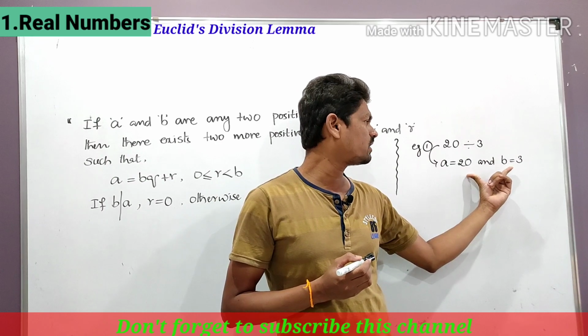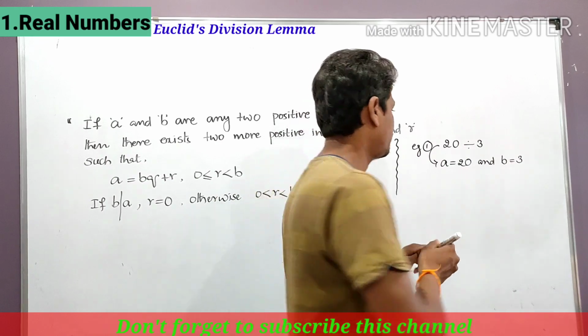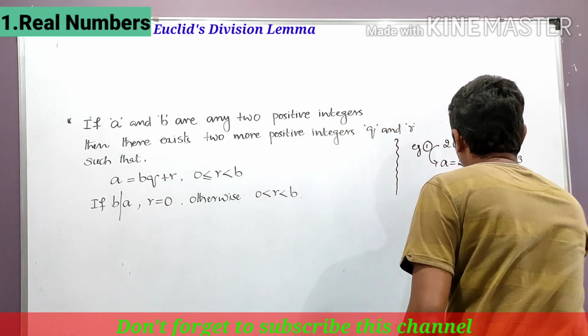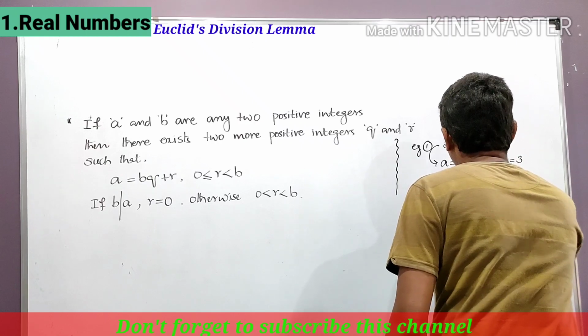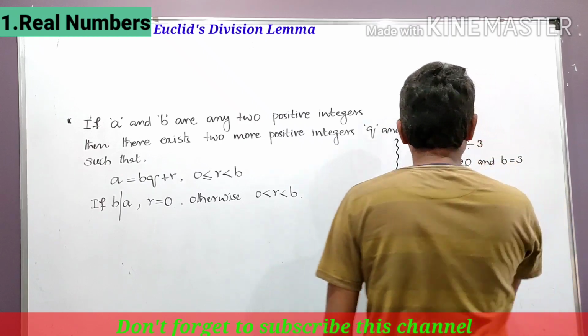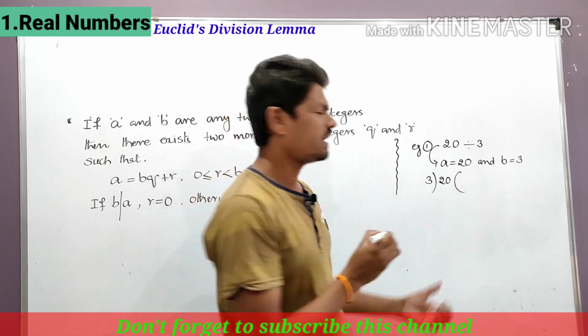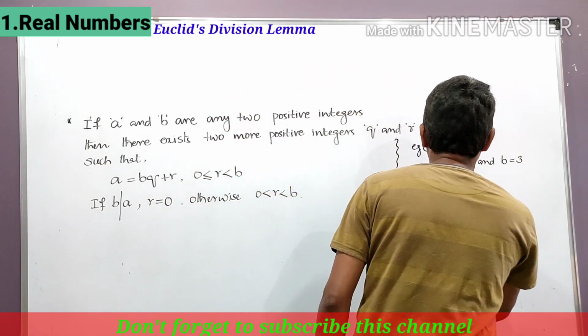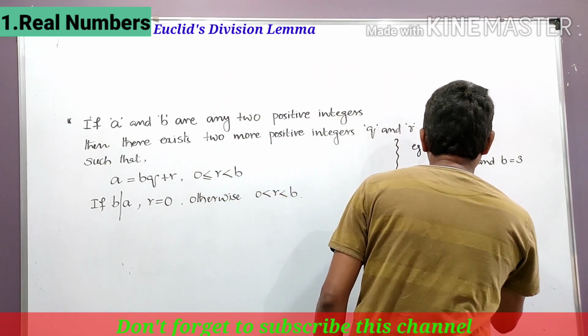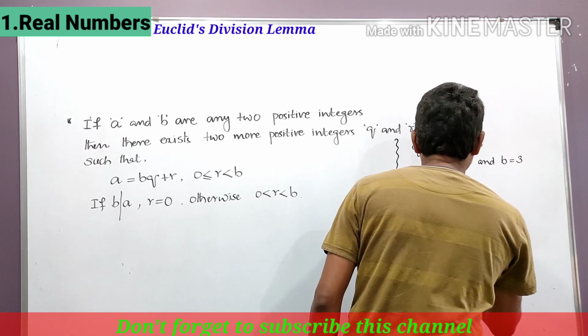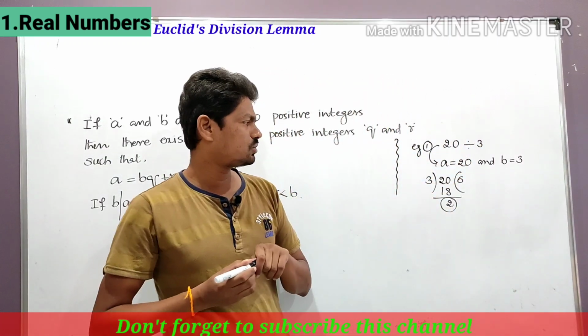So how, student? By dividing a with b. I am dividing a with b, student, 20. So see how many times it goes. So 3 sixes are 18, student. 20 minus 18 is 2.